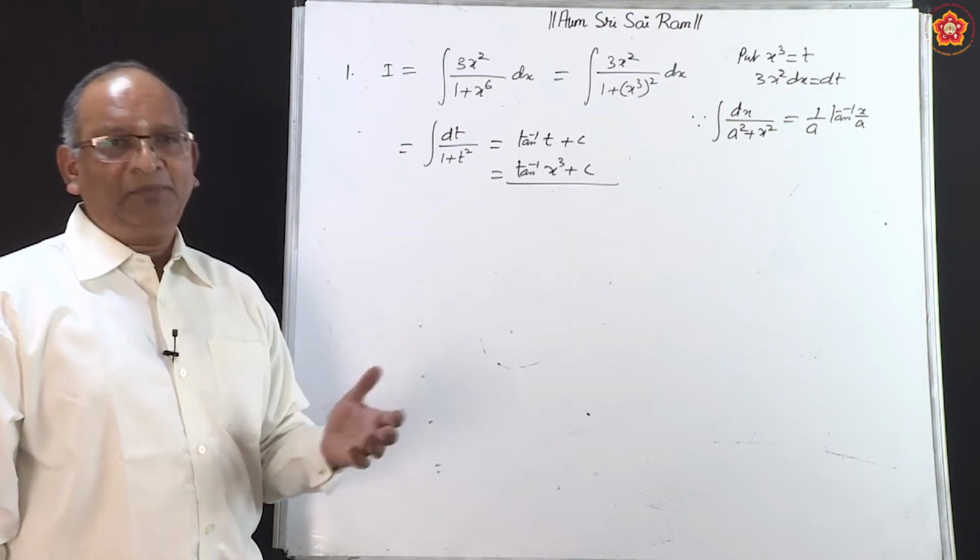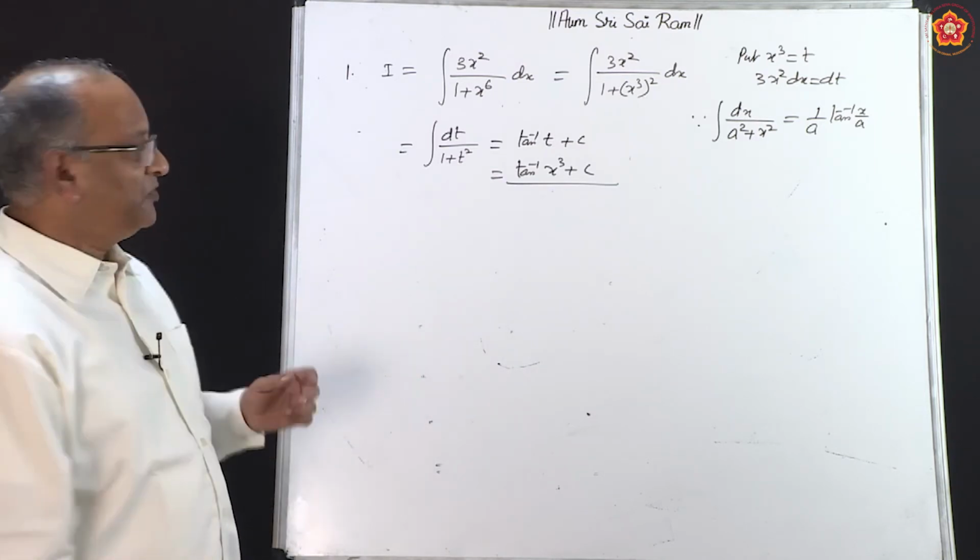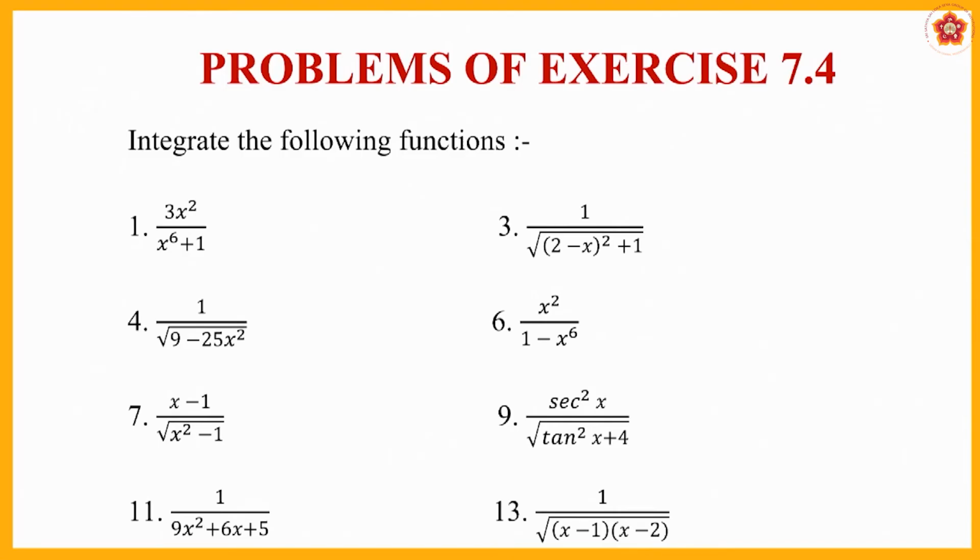For every problem, we will be using one of those 6 formulae. Okay. Let us move further to the next problem. Third one. The integral of 1 upon under root of 2 minus x whole square plus 1.